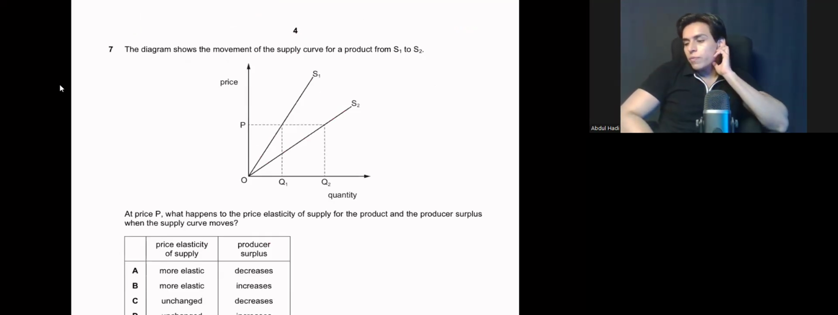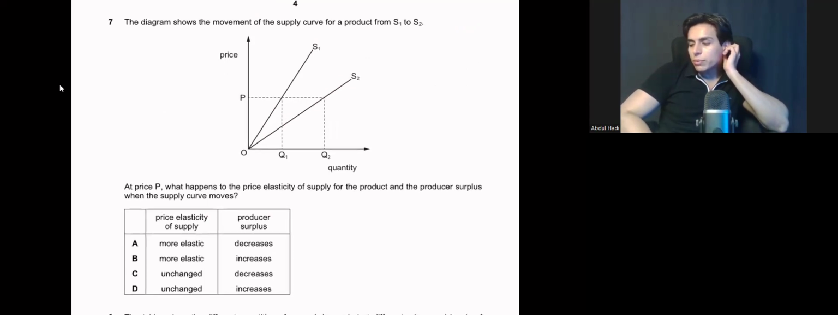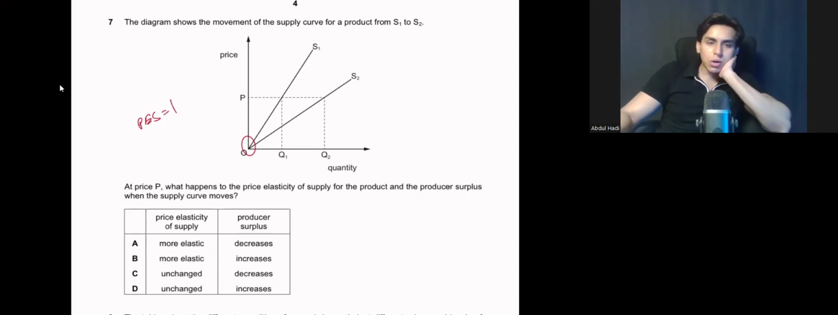The diagram shows movement of supply for the product from S1 to S2. At price P, what happens to the PES of the product and producer surplus when the supply curve moves from S1 to S2? Kalen, you can see clearly that it is starting from origin, and I told you whenever a curve is starting from origin, it is always unitary elastic, right? It is always equal to 1. So it will not change. It will not change throughout.